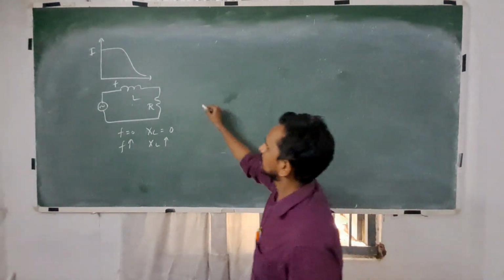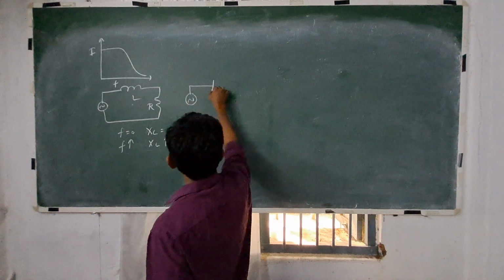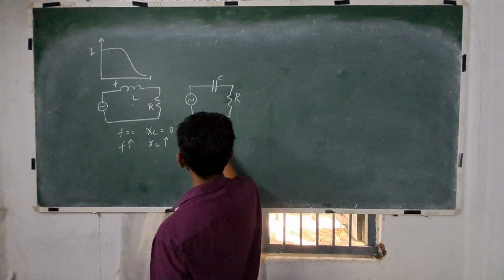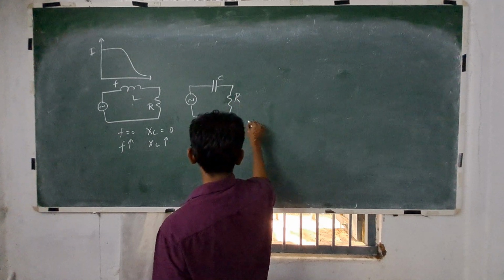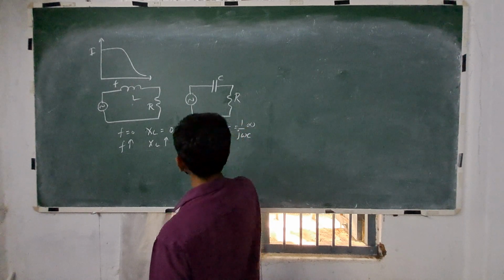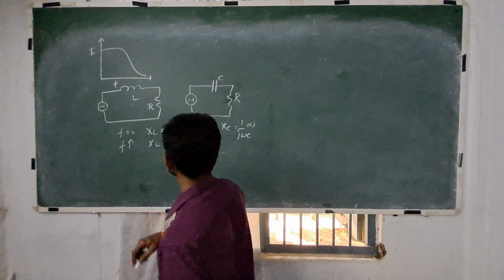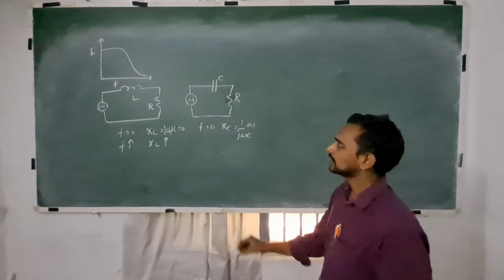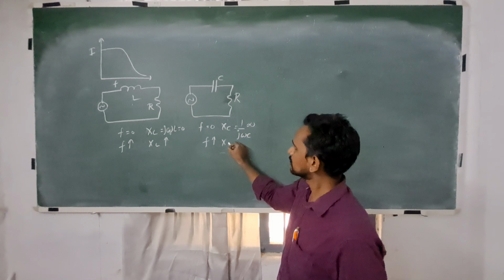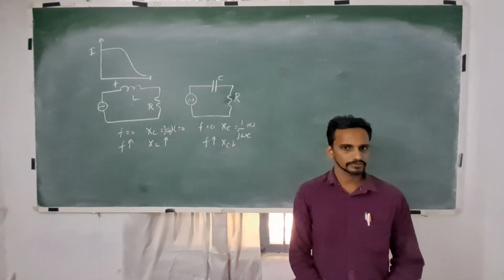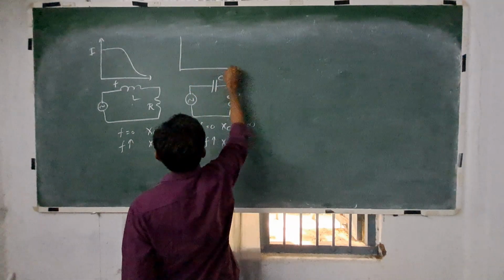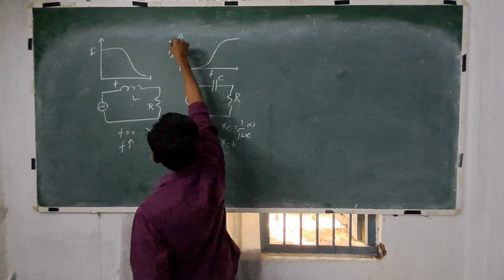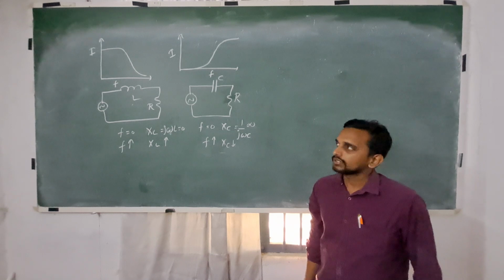Okay, and for the CR circuit, for frequency 0, X is infinity, 1 by j omega C. And as frequency rises, the opposition reduces. So the current versus frequency graph is like this.